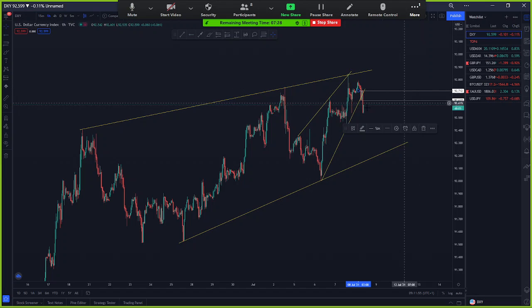On the H1 there's an order block, so around here, this is our trigger zone, down to here. We have less than 10 minutes, 7 minutes actually, for this.